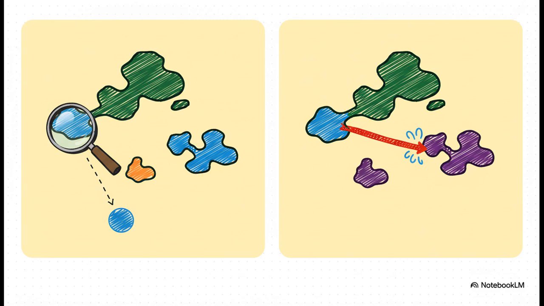The find operation is basically us asking the map, hey, what landmass does this island belong to? And it gives us an answer almost instantly. The union operation is what we do when we decide to build a bridge.